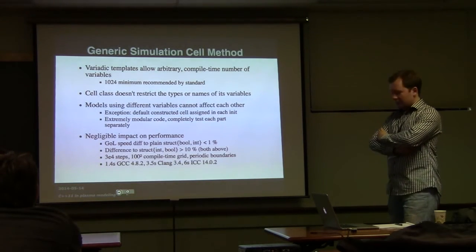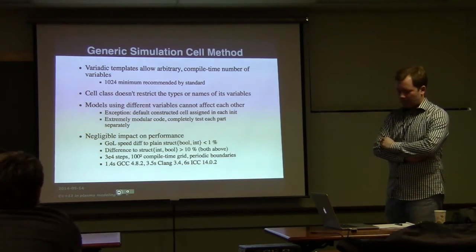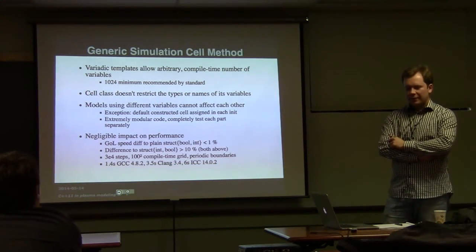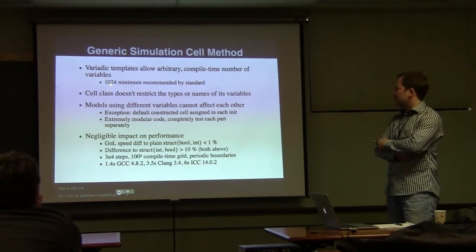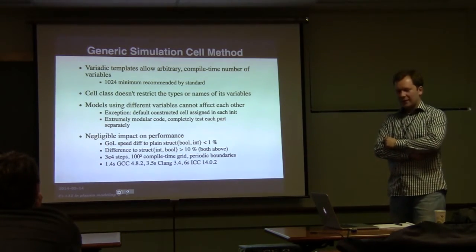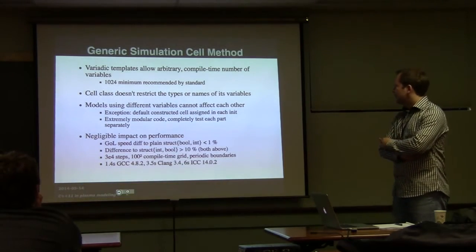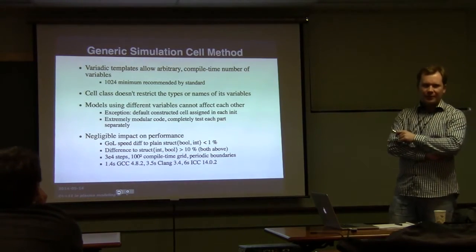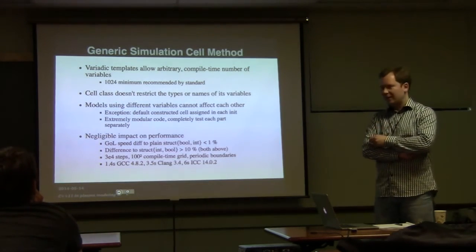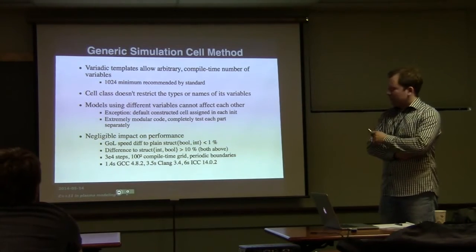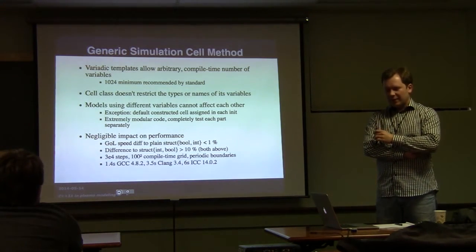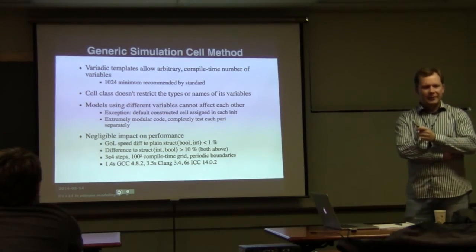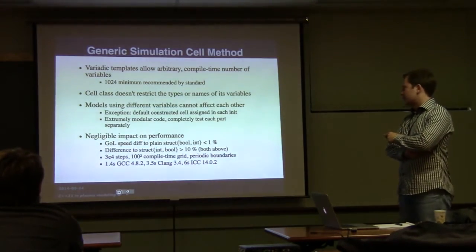And so with variadic templates, you can have an arbitrary number of whatever types of variables you want. Well, the minimum recommended is 1000. I think that should be enough for everyone. Well, if it's not, then the cell class also can be used recursively, so the cell class itself can be one of the variables. And so it doesn't restrict the types of the variables in any way, and also their names, so the user can decide how to call the variables and what they are actually.